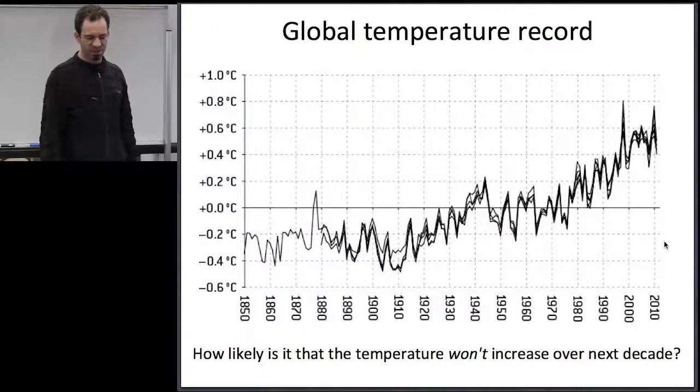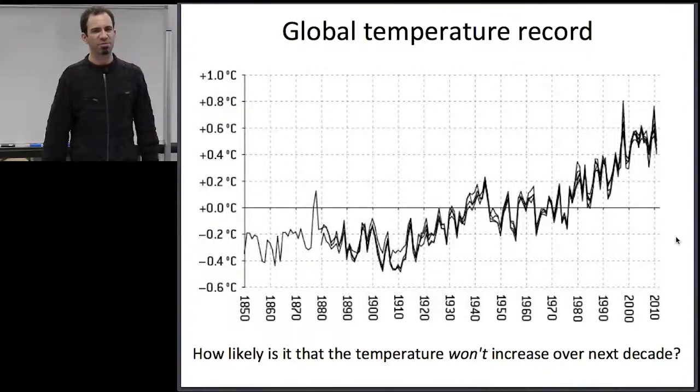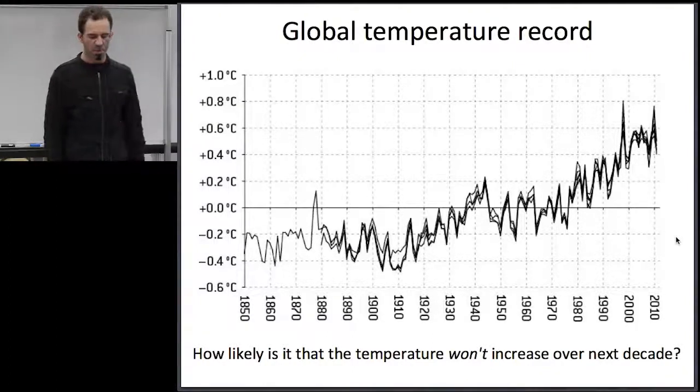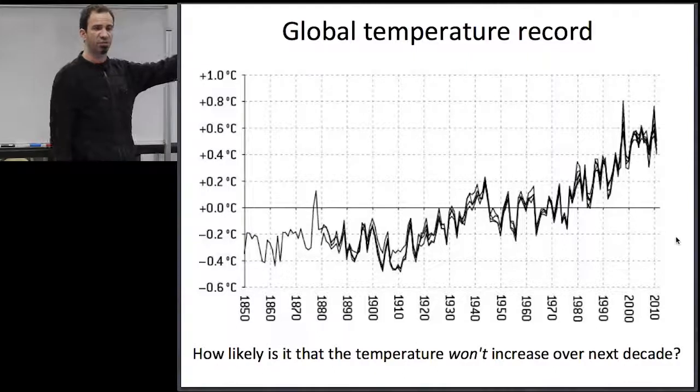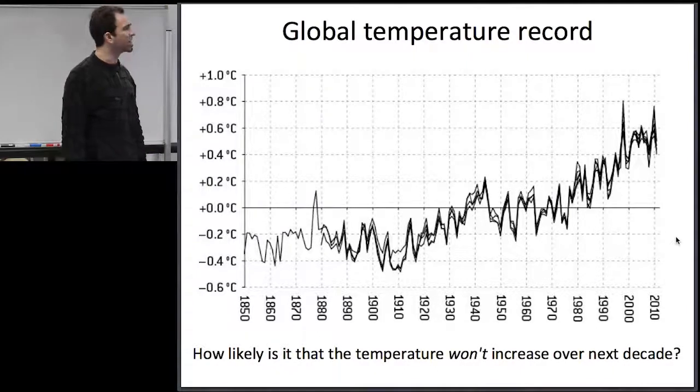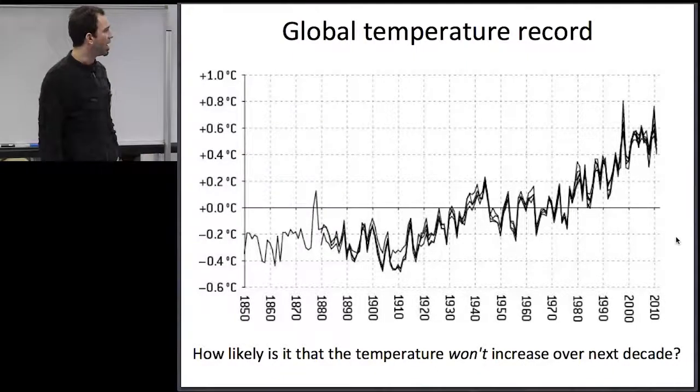Let's talk about some other examples of some other problems that we get in randomness. Here's the global temperature chart from 1850. The reason there's multiple traces is there's different ways of measuring it. And it's nice that they all line up. That's reassuring.